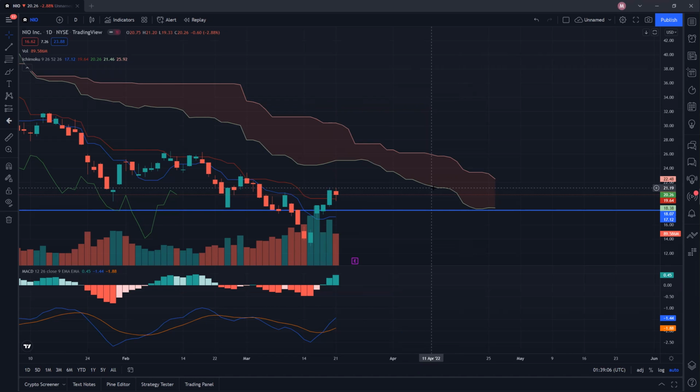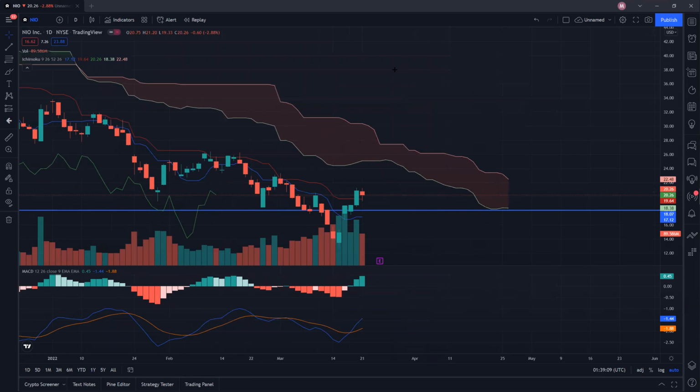And if we manage to clear this very difficult resistance here, about 21.20, with good volume, we should be able to arrive at quite nice prices for NIO. You can see that this resistance here is my personal target for NIO, which is about 26.40.